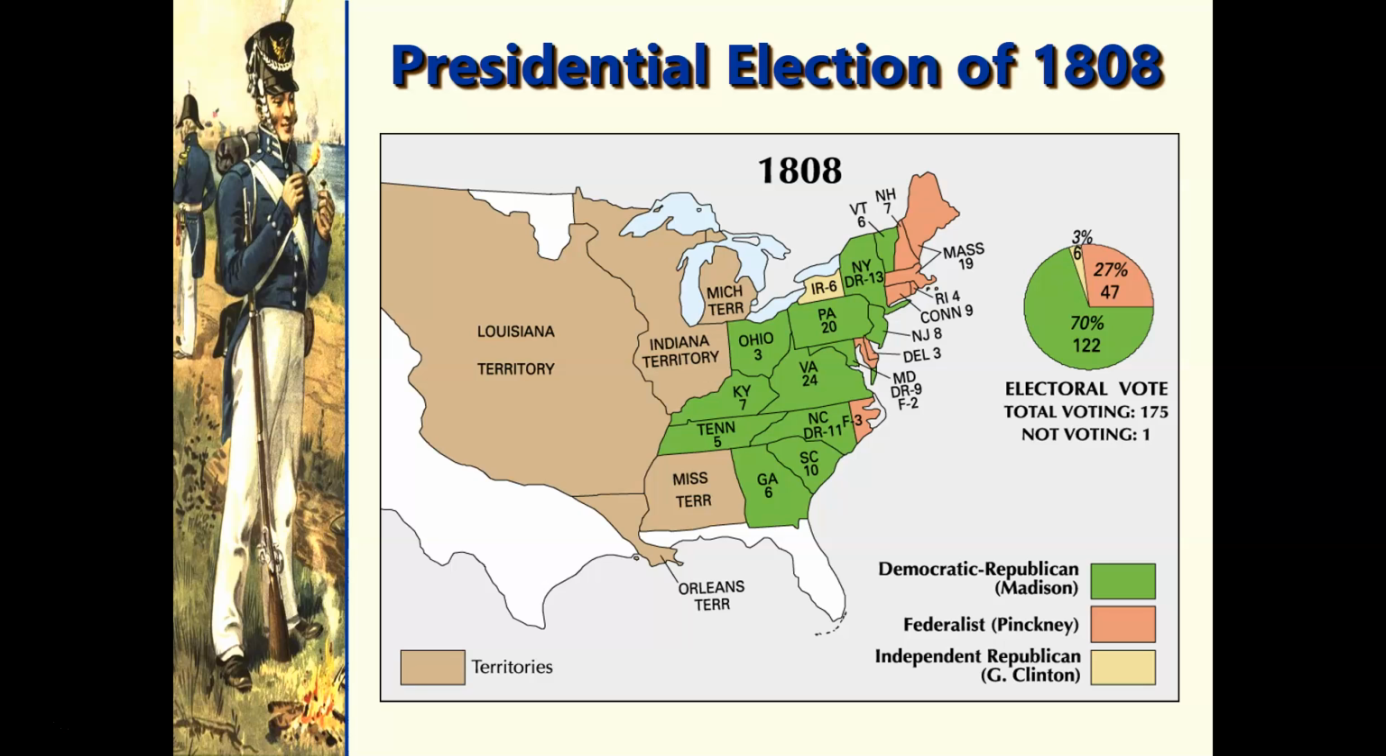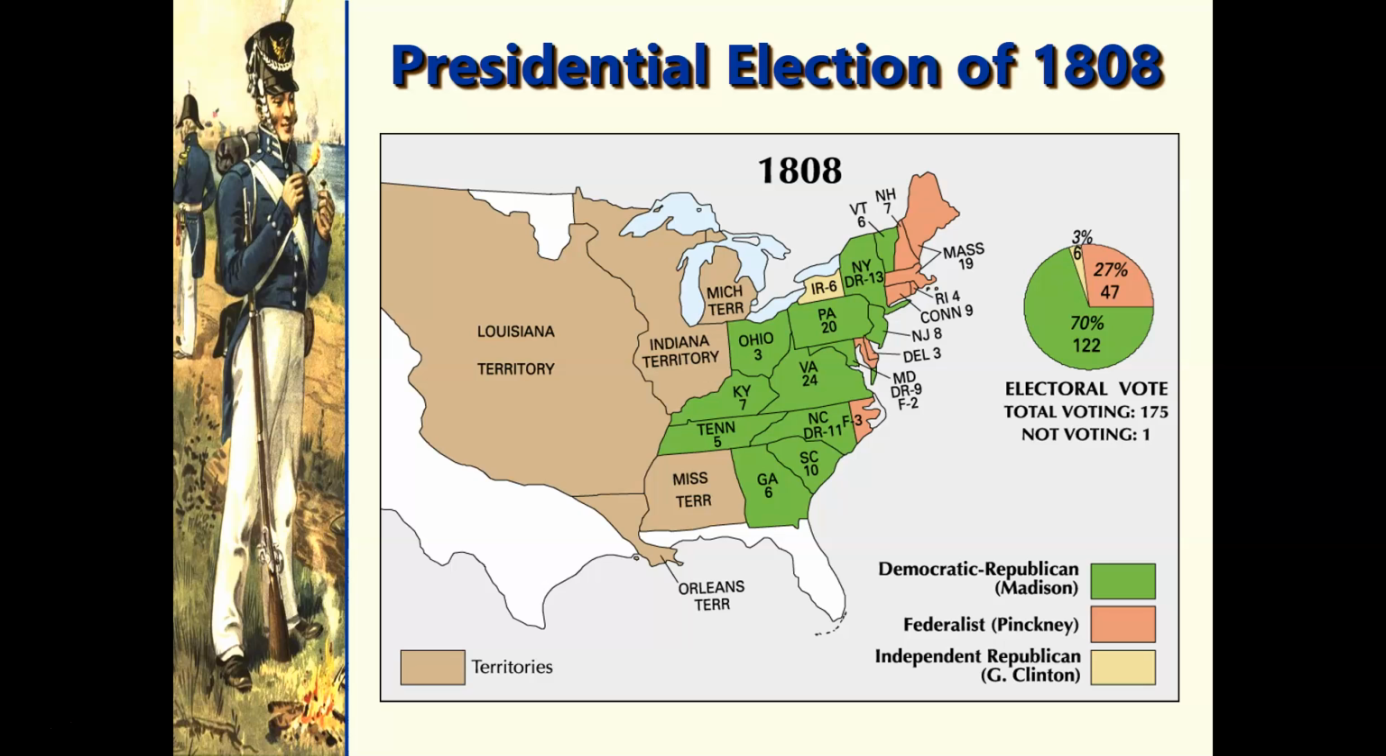However, despite the disaster of the Embargo Act, his party is still strong enough to win the election of 1808, which tells you a couple of things. It tells you, one, how weak the Federalists are, and two, that America is shifting a little bit.